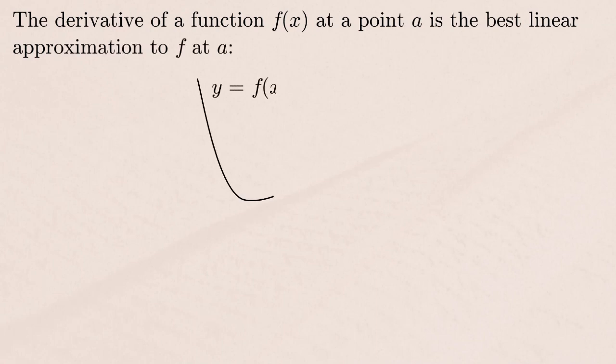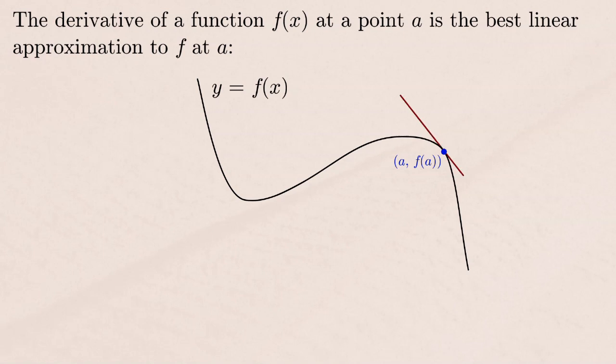That is, if we're sitting at the point a, f of a on the curve, and we move a very small distance left or right along the curve, it should feel as though we're more or less moving up or down along the tangent line of slope f prime of a. As we get further from this starting point, this approximation might get worse, but at least for very small distances, the curve and the line are roughly the same.